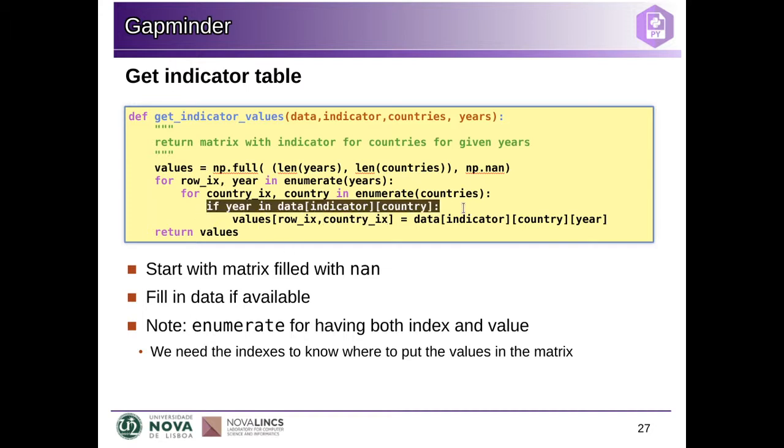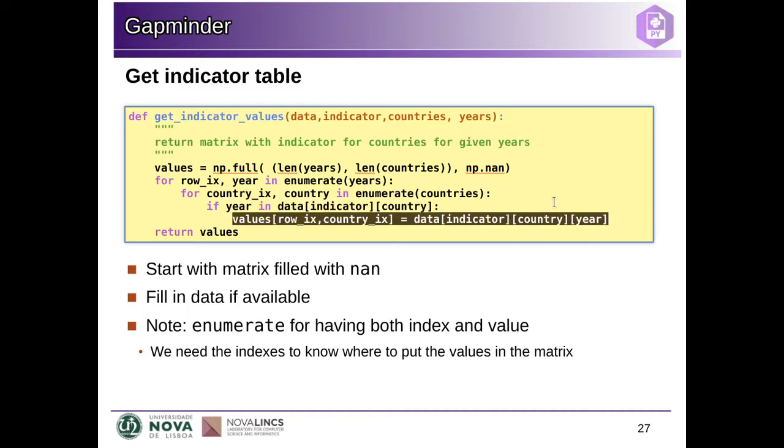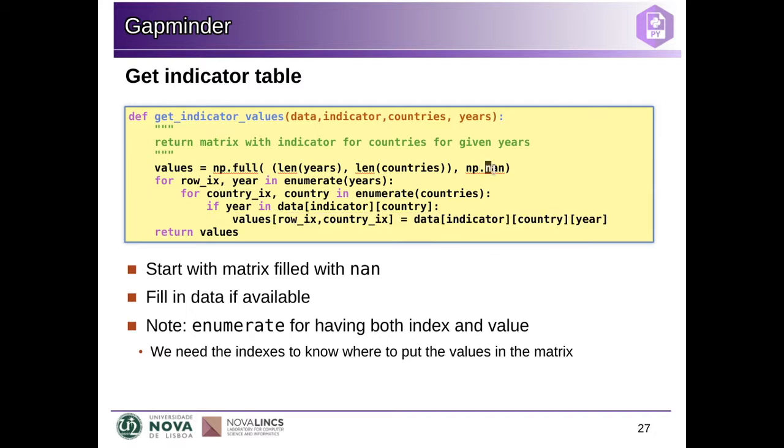Note that if this condition is false, if the value for this indicator for that country does not exist in that year, then this will not be executed, and the original value in that cell, which is the not a number, will remain there. So all the not a numbers will mark the spots where we have missing data.